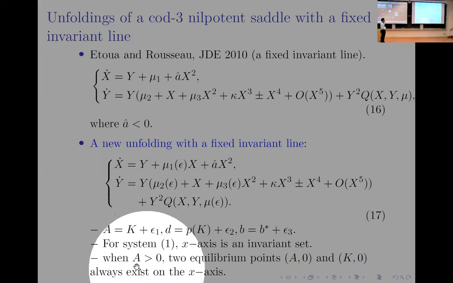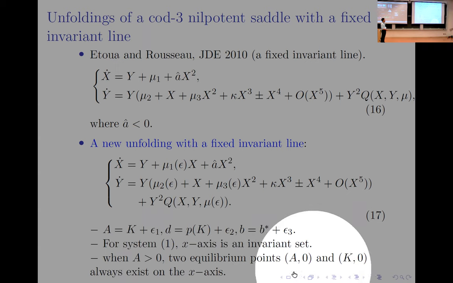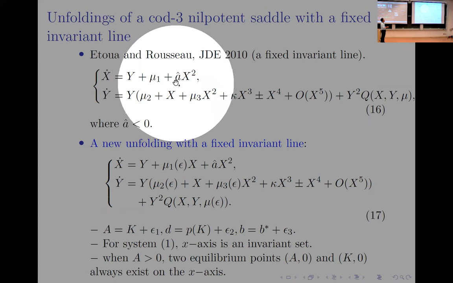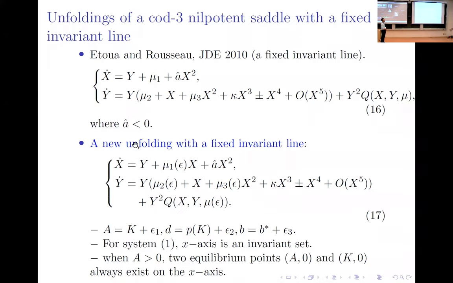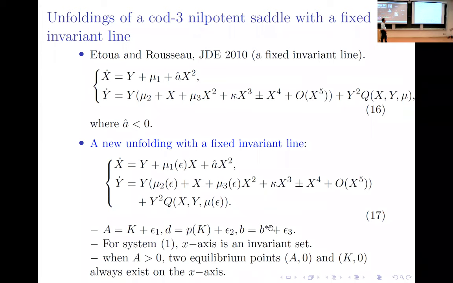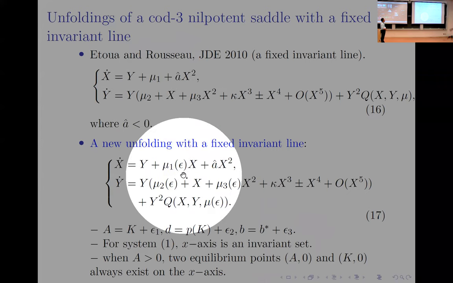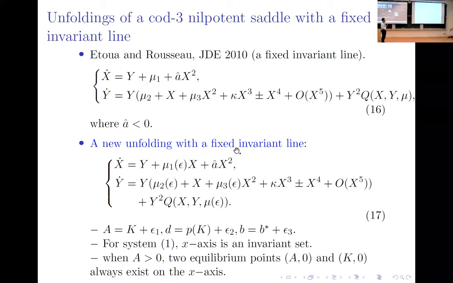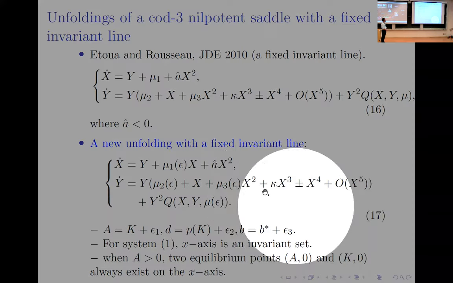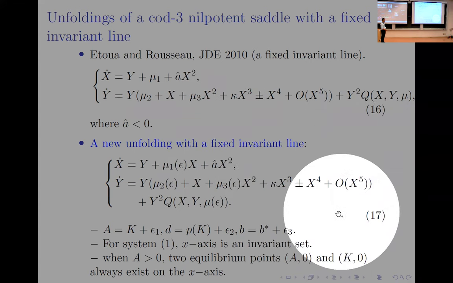Because what? Because here when A is positive, there are two equilibrium points, A0 and K0, that always exist. But if we check system 16 and let y equal 0, here you have mu 1 plus alpha hat x squared equals 0. You solve for x, so it depends on alpha hat and mu 1. So you have something like a saddle-node bifurcation. But here, we always have two equilibrium points, so there is no saddle-node bifurcation. So we modify this term mu 1 to mu 1 x. Then it's like you have a transcritical bifurcation between A0 and K0, because they always exist. But for the saddle-node bifurcation, they might exist at the same time or disappear at the same time. That's the reason we modify system 16 to 17.